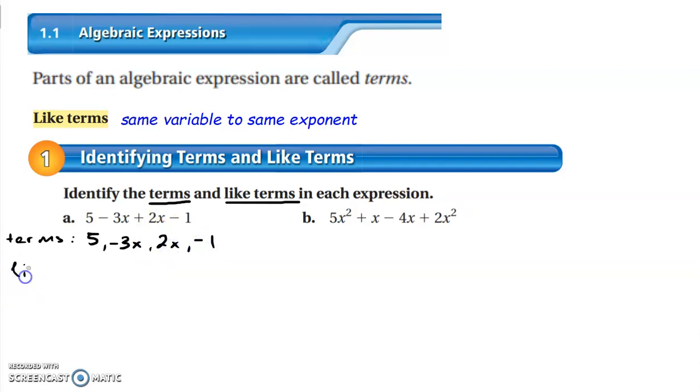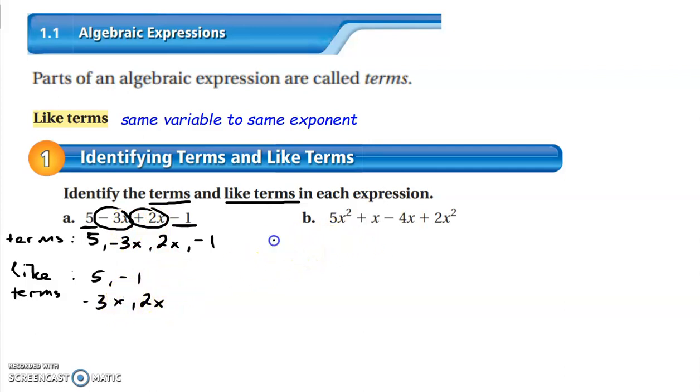The like terms here are the constants, 5 and negative 1, as well as the variable terms, negative 3x and 2x. Those are like terms because they have the same variable to the same exponent.